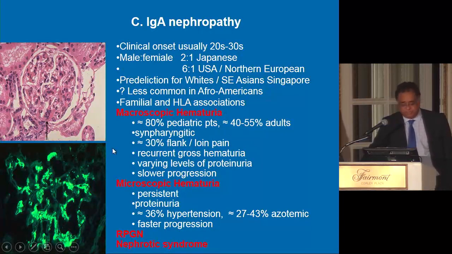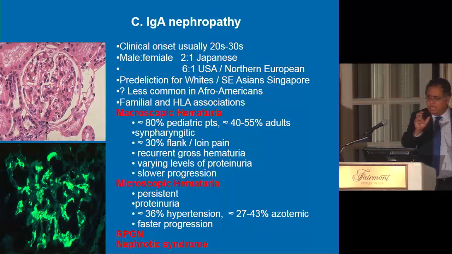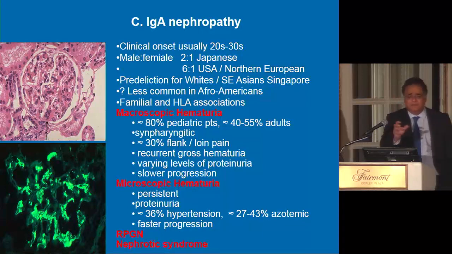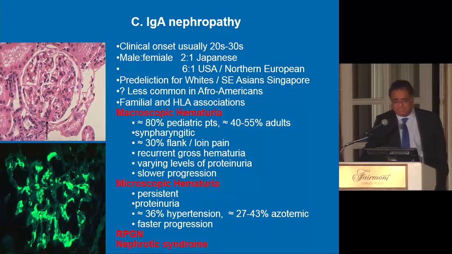There are different syndromes with IgA: macroscopic hematuria, microscopic hematuria, RPGN, and nephrotic syndrome. I've seen all of them, I'm sure you have too. Key for exams is synpharyngitic. A post-strep GN or post-infectious GN will have about a 7-day to 14-day lag when you get this autoimmune reaction to the antigens that the patient is cross-reacting with. This is not the case in a patient with IgA. So synpharyngitic is the abnormality.